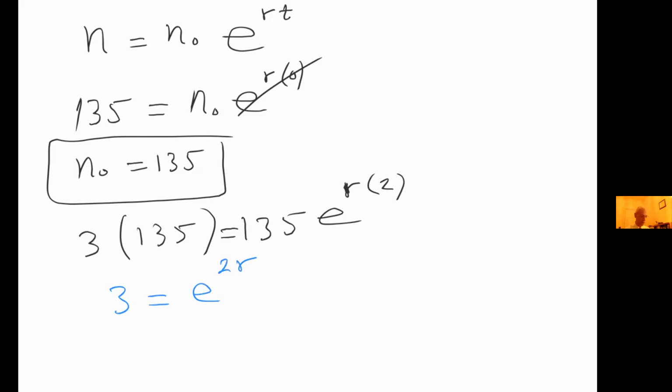So taking natural log of both sides, I get natural log of 3 equals natural log of e to the 2r. Once again, I'm showing every step there is. Bring this down. Natural log of e is 1. So I do have 2r equals ln of 3. So therefore, r equals natural log of 3 divided by 2.